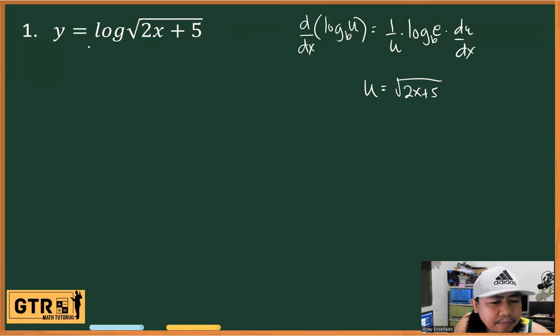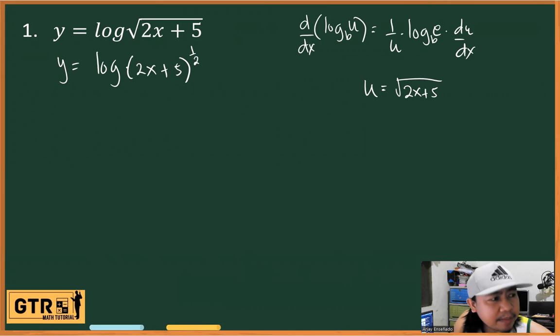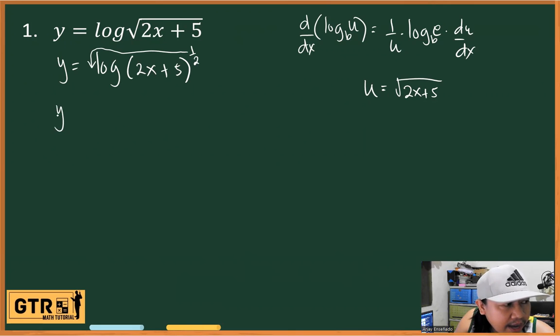So before we differentiate, let us use the property of logarithm. The property number 3 with exponent. So we can express this as y equals logarithm of 2x plus 5 raised to 1/2. So square root is equal to raised to 1/2. If we don't have a base, that means the base is 10. Okay? So there's no base, automatically that is 10. So apply the property number 3. If we have an exponent, we just put the exponent here. Just multiply to the logarithm. So we have y is equal to 1/2 times logarithm of 2x plus 5.